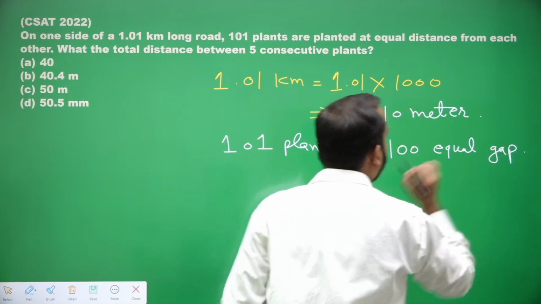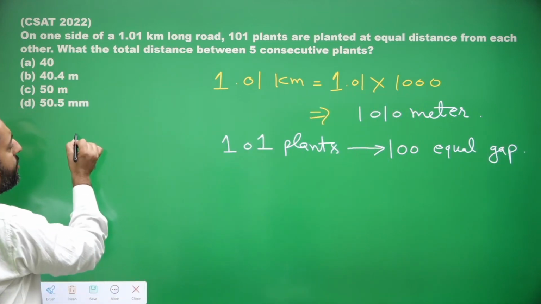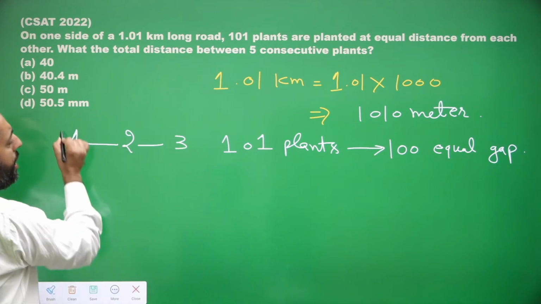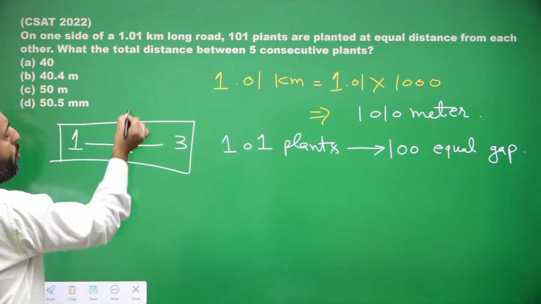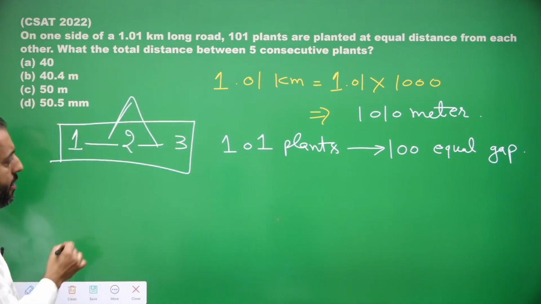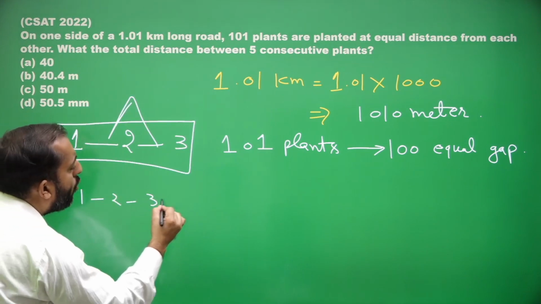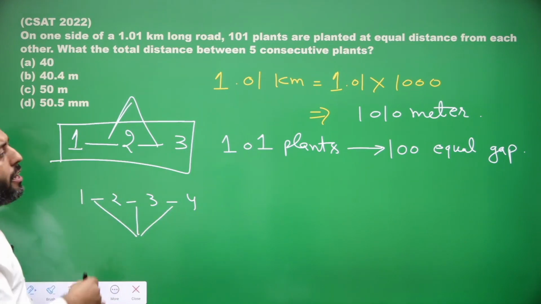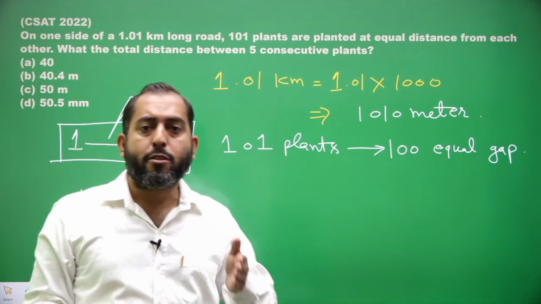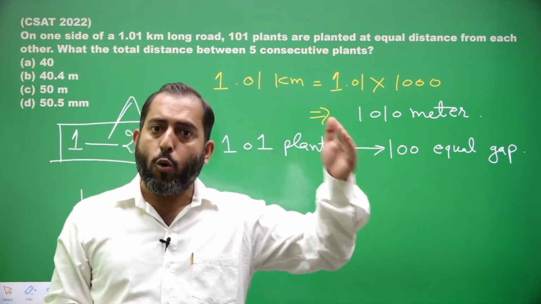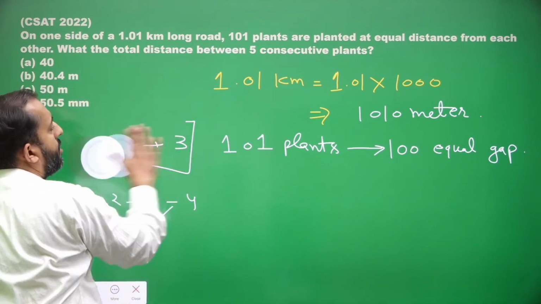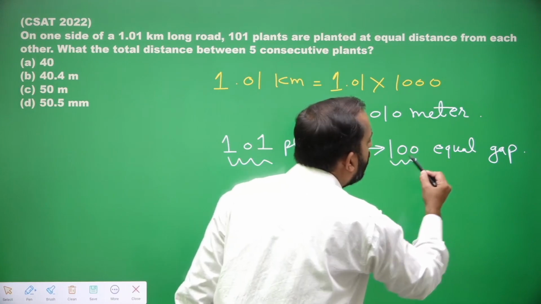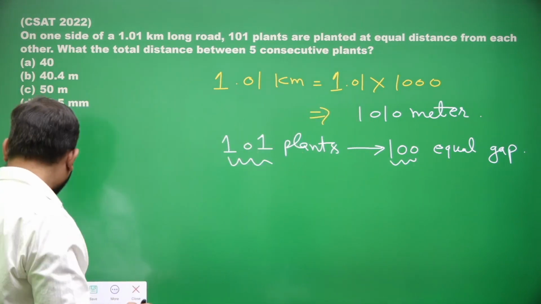Why? See, suppose if there are 3 plants, first plant, then there is a gap, second plant, then there is a gap. If there are 3 plants, only 2 gaps are present. Now, if there are 4 plants, so number of equal gaps should be 3. So I can see number of equal gaps must be 1 less than total number of plants. And total number of plants were 101. So number of equal gaps should be 1 less, which is 100 only.